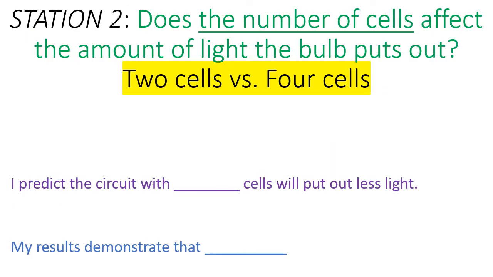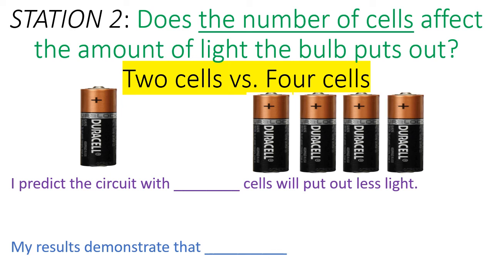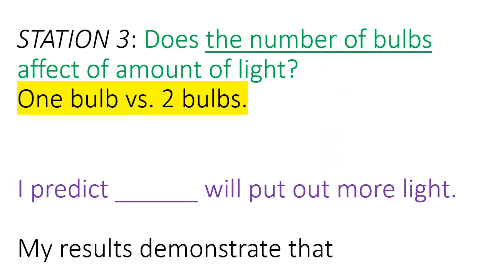Our second investigation was, does the number of cells affect the amount of light the bulb puts out? We had 2 cells versus 4 cells. And then the third investigation, does the number of light bulbs affect the amount of light? 1 bulb versus 2 bulbs.